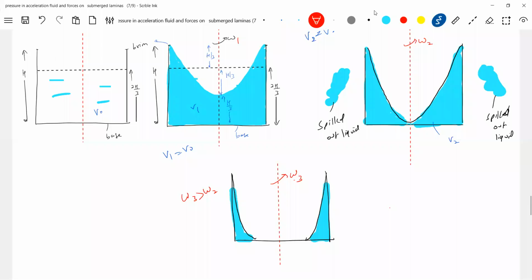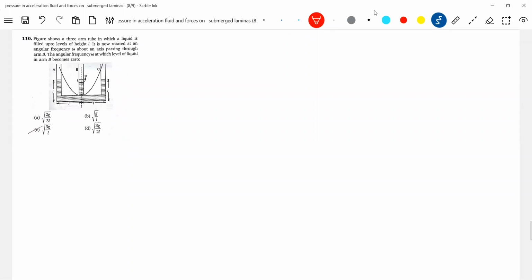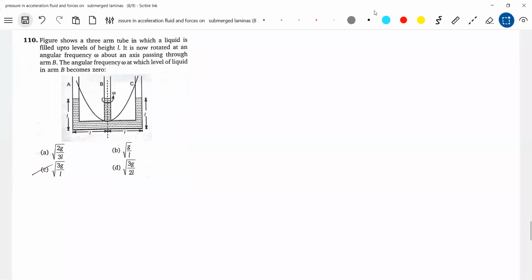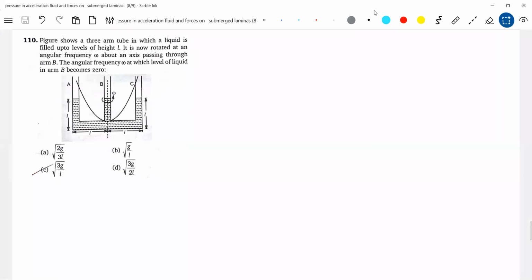Okay, let's take one numerical. Tomorrow I'll discuss a few more numericals. First we'll take this one. This is testing what you just learned. The figure shows a three-arm tube in which a liquid is filled up to level height L. It is now rotated with angular frequency omega about an axis passing through arm B. Find the angular frequency omega at which the level of liquid in arm B becomes 0.